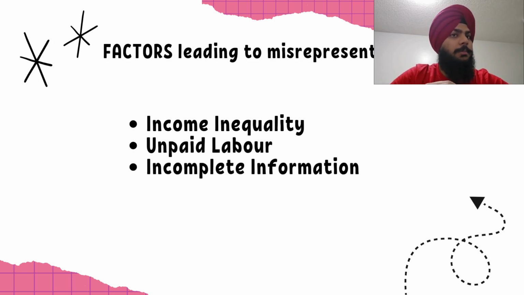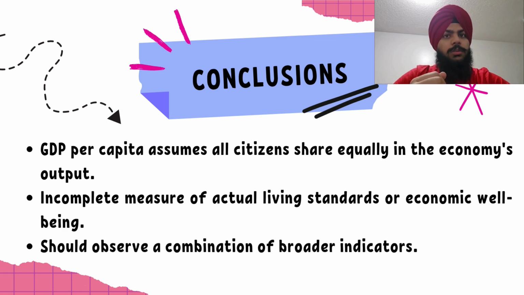Unpaid labor. Since GDP measures only the value of goods and services that are bought and sold in the markets, societies rely heavily on unpaid labor like caretaking, babysitting, yet GDP ignores this contribution. So, in essence, GDP per capita assumes all the citizens share equally in the economy's output, which is rarely the case, making it an incomplete measure of actual living standards or economic well-being.